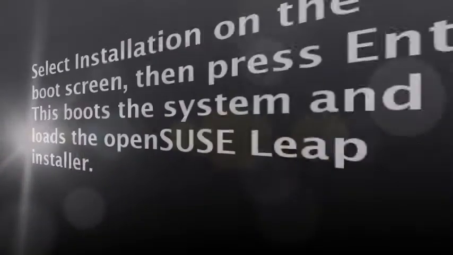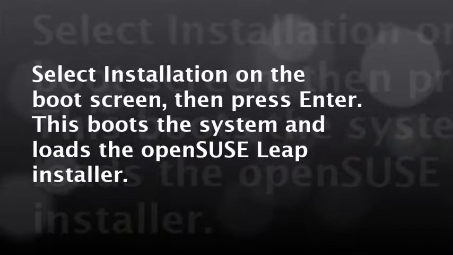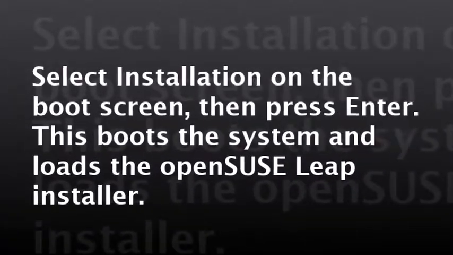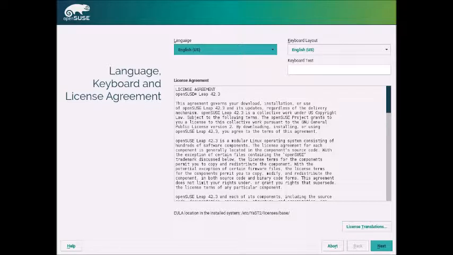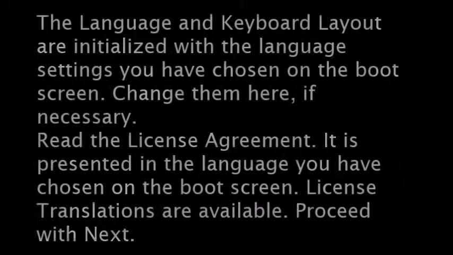Step 2. Select Installation on the boot screen, then press Enter. This boots the system and loads the openSUSE installer. Step 3. The language and keyboard layout are initialized with the language settings you have chosen on the boot screen. Change them here, if necessary.